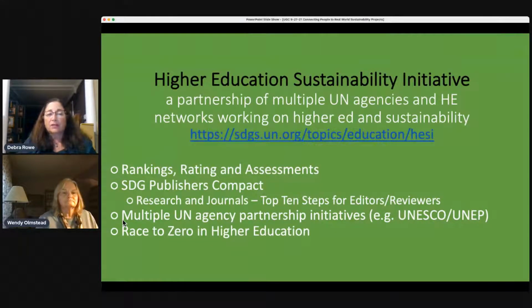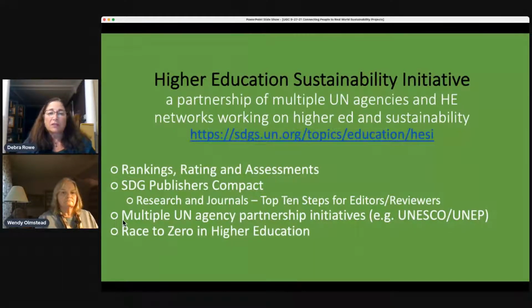Secondly, the SDG Publishers Compact. If you haven't gone to that site and seen it, you just Google it. I didn't give you the link, but Google it, or you can go to HESI, and it'll show it to you. We're going to add a whole page soon. The SDG Publishers Compact says that publishers around the world who sign on, and many of them have, and more every day, are committed to reducing their own carbon footprint to help stabilize climate, and also to get the SDGs into textbooks, into research journals.